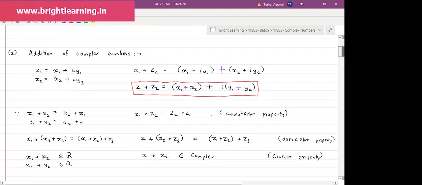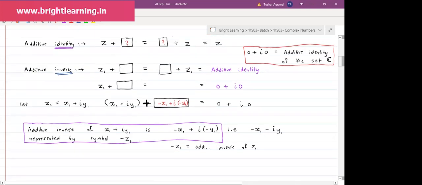After that, addition of complex numbers. It is added again part by part. Real parts are added, imaginary parts are added separately. And we can see that addition satisfies commutative, associative, and closure properties. Additive identity, of the complete set of complex numbers, is 0 plus i times 0, the number which when added to Z gives the answer Z only. Multiplicative identity, again of the complete set C, is the number which when multiplied by Z gives Z.